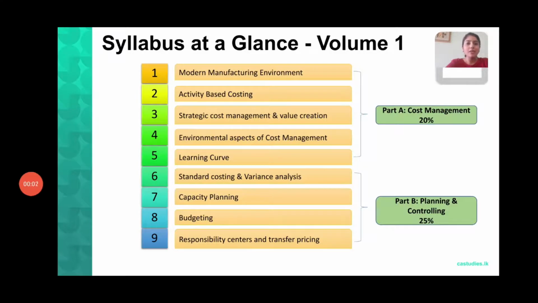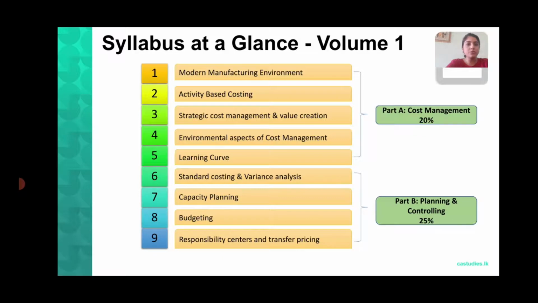Okay, now let's look at the syllabus at a glance. So, you got 2 books, which is volume 1 and volume 2. That's why I have separated syllabus at a glance to 2 slides. The slide that you could see is volume 1, which comprises of 9 chapters. And volume 2 comprises of 5 chapters, which you will see next. Let's go through what chapters we need to learn and what chapters belong to each section.